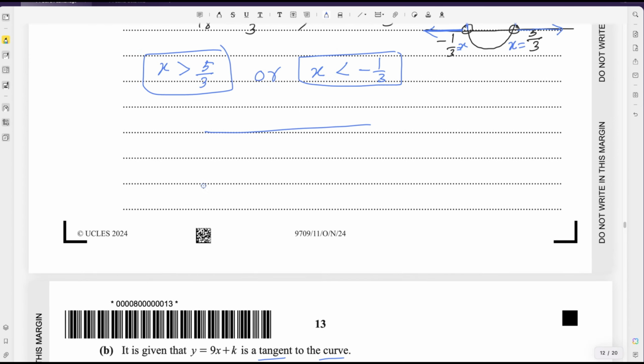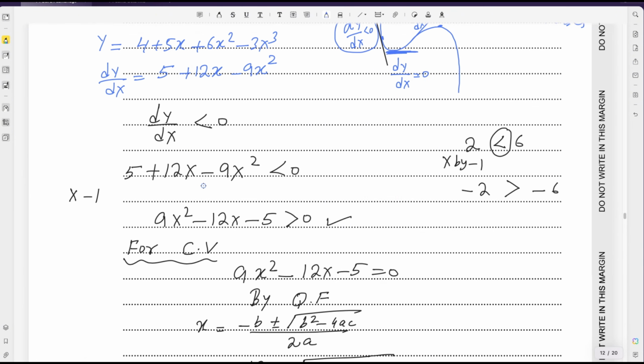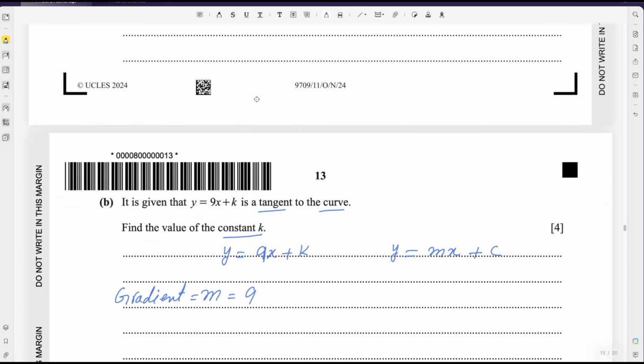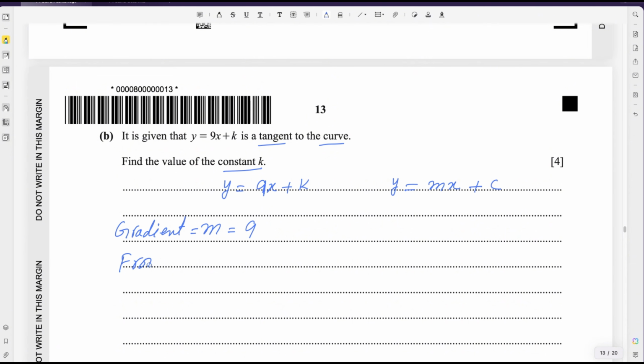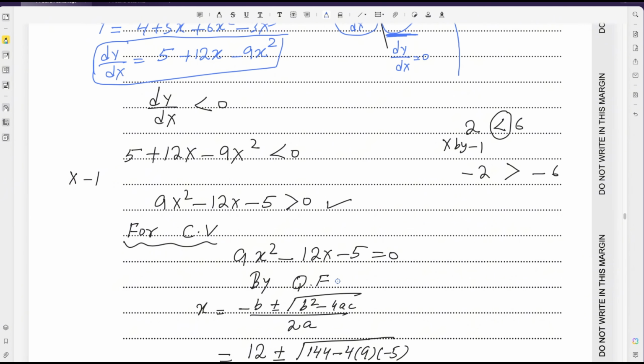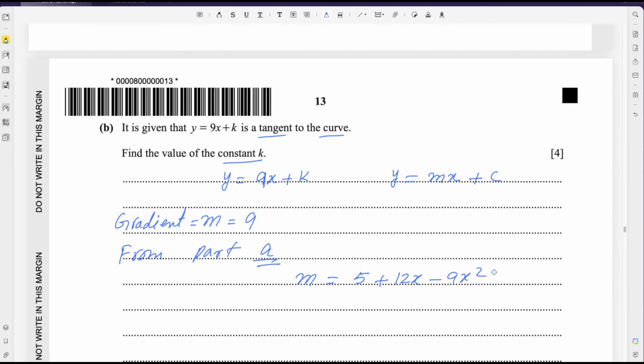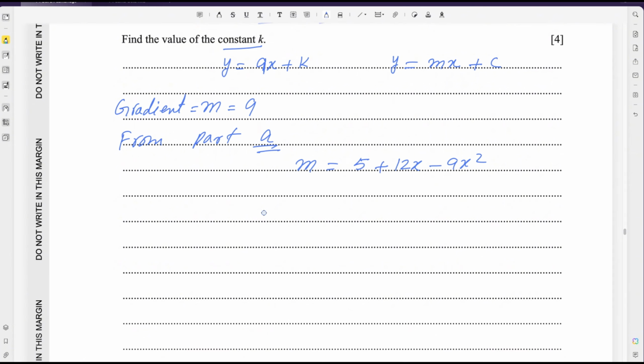From part 1, we already got the gradient. This dy by dx is called the gradient. From part A, we can write the gradient as 5 plus 12x minus 9x square. Substitute the value of the gradient. You can write it in order: minus 9x square plus 12x plus 5 equals 9. Bring this 9 here, so it will be minus 9x square plus 12x minus 4 equals 0.